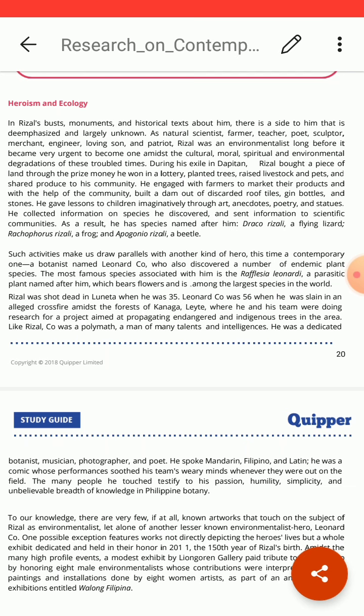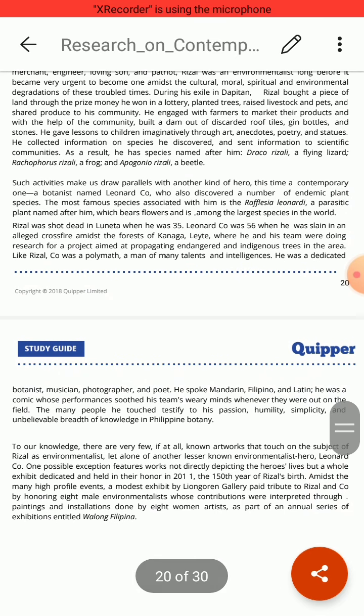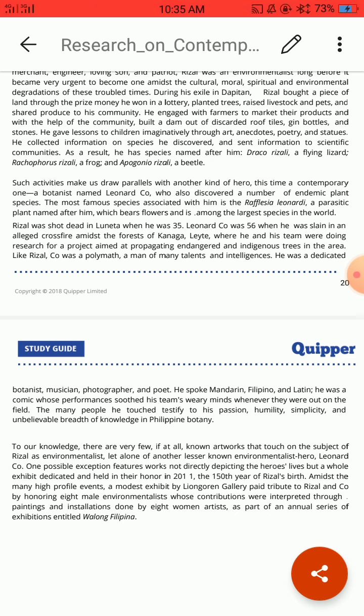Tapos naapoy laing hero nga environmentalist and a botanist di ay siya. Si Leonard Coe. Naka-discover po siya mga endemic plant species. Ang isa sa pinaka-famous nga species nga iyahang na discover is ang Rafflesia leonardi, a parasitic plant named after him, which bears flowers and is among the largest species in the world. So, mao na siya nga species sa endemic plants nga pinaka-largest species in the world.